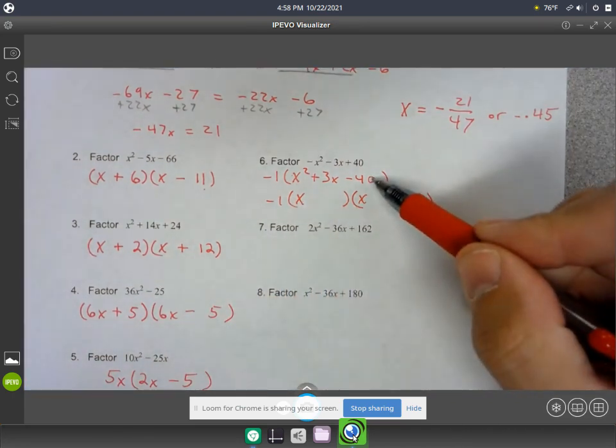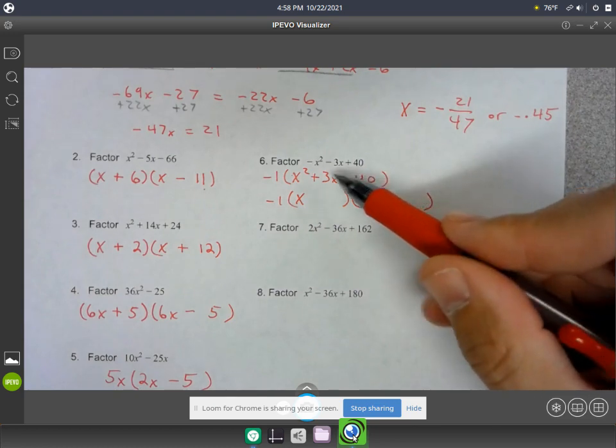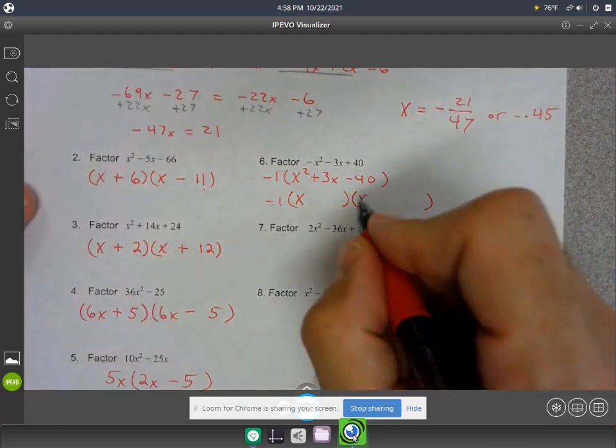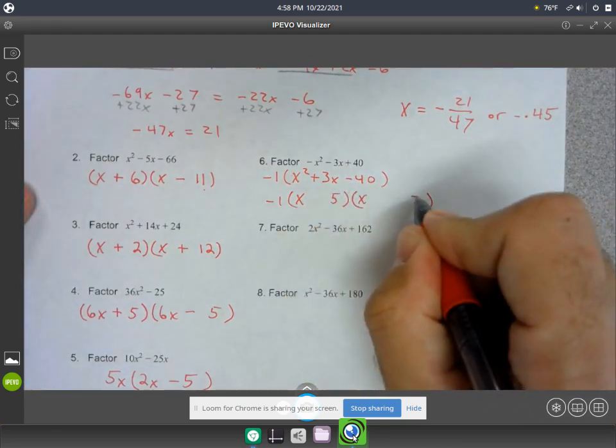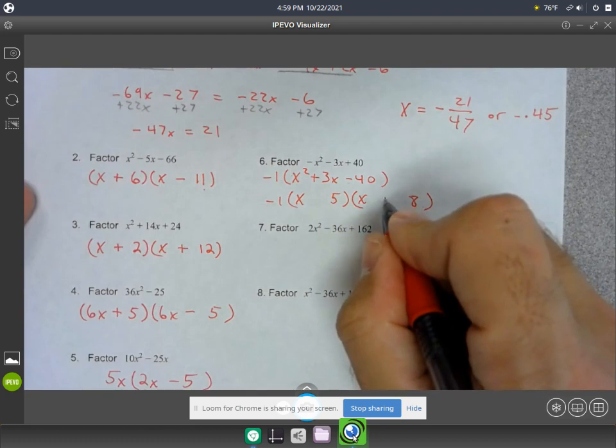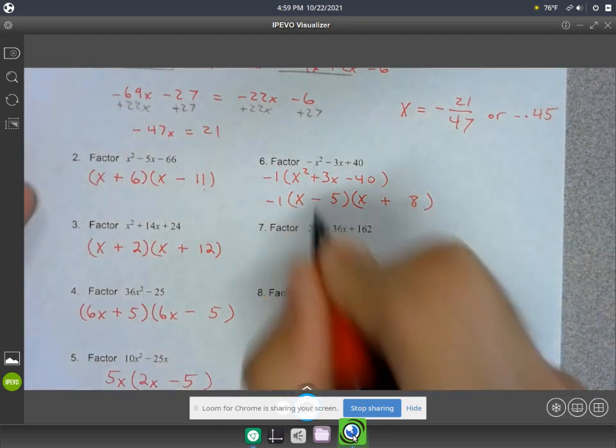I need something that multiplies to 40 and subtracts to 3. Multiplies to 40 and subtracts to 3. It's going to be 5 and 8. They're different signs because this is negative and the bigger number is positive. Bam. Plus 8 and a minus 5.